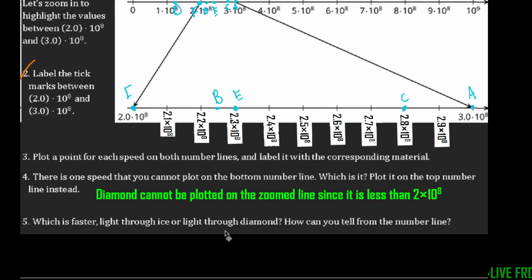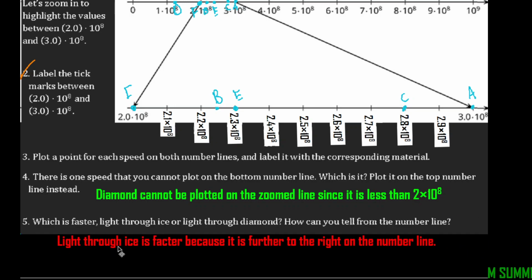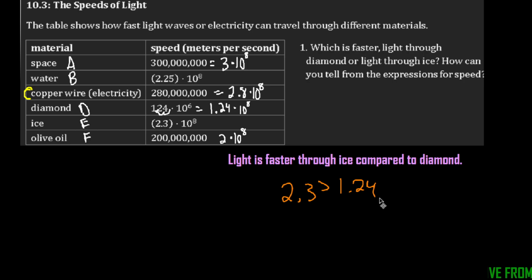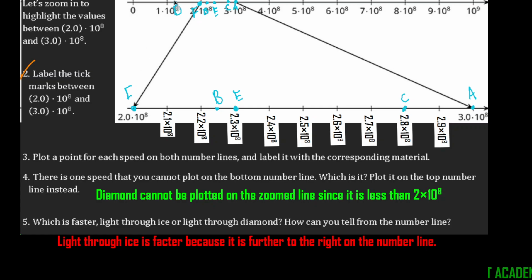And then it says, for number 5, which is faster, light through ice or light through diamond? How can you tell using that number line? So we're saying that using that number line, light through ice is faster because it's further on the right on that number line. And I believe D and E was what we were looking for. So we're saying D is diamond, so look how it's the whole way back here, and E was ice, which is further than that. So just comparing on the number line, we can see that E is going to be faster than D.